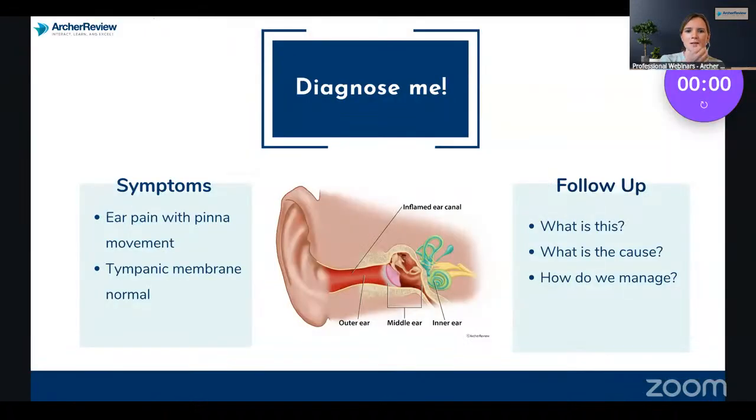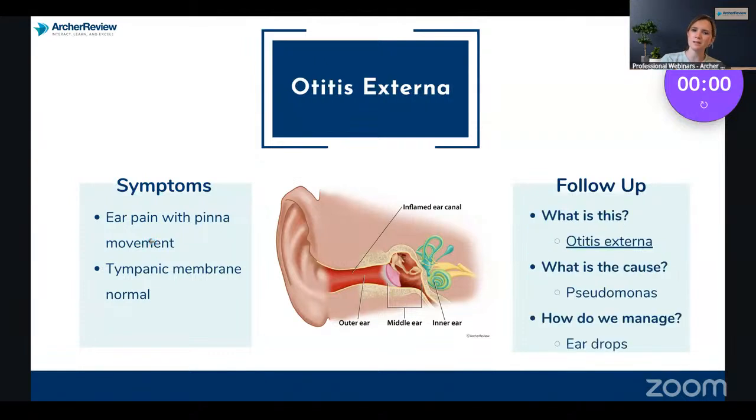I will go ahead and tell you guys because I think I messed up this poll. So this one is otitis externa. You guys probably could have guessed that. But this is what people also call swimmer's ear. So it is treated with ear drops.